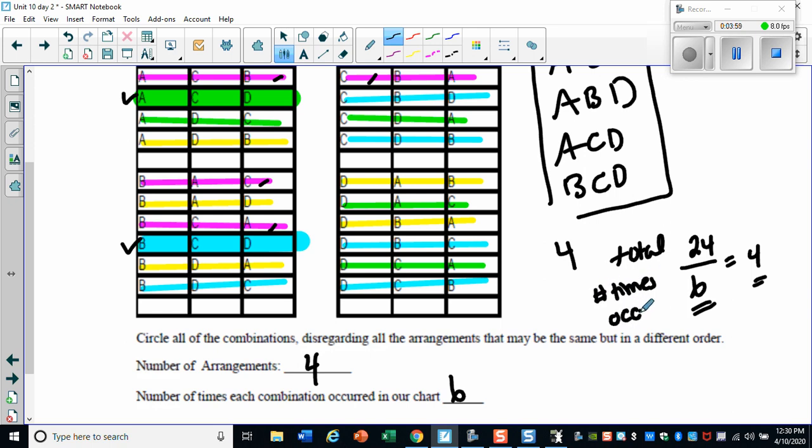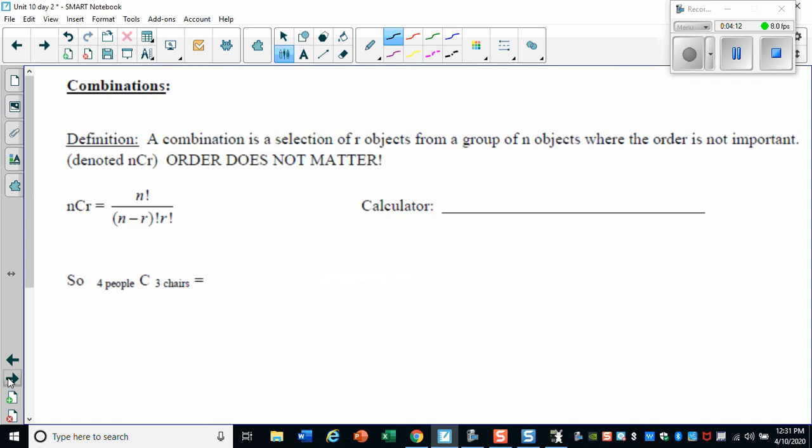Okay, that's the number of times it occurs, or basically that it repeats. So there's a total of 6 groups of those, or 6 repetitions. So I'm dividing 24 by 6 to get a total of 4. So there's only 4 different ways that that can happen. All right, so that is called a combination.